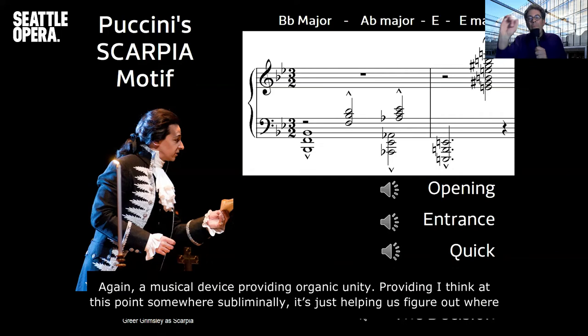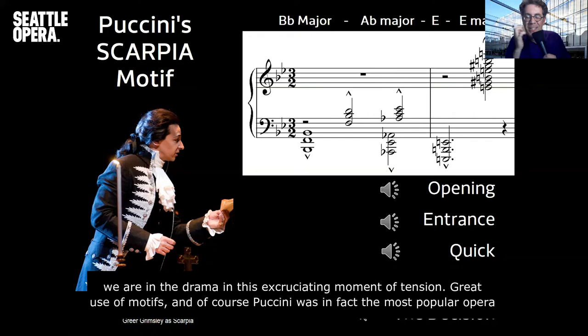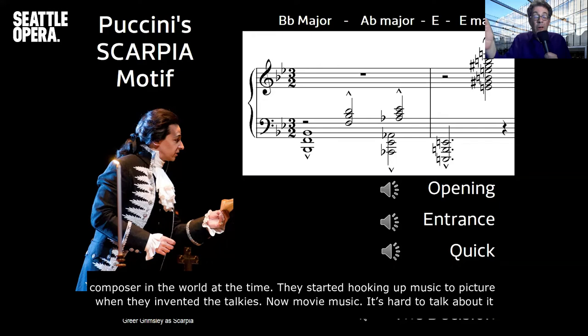Again, a musical device providing organic unity, and I think at this point, somewhere subliminally, it's helping us figure out where we are in the drama in this excruciating moment of tension. Great use of motifs. And of course, Puccini was the most popular opera composer in the world at the time that they started hooking up music to picture, when they invented the talkies.